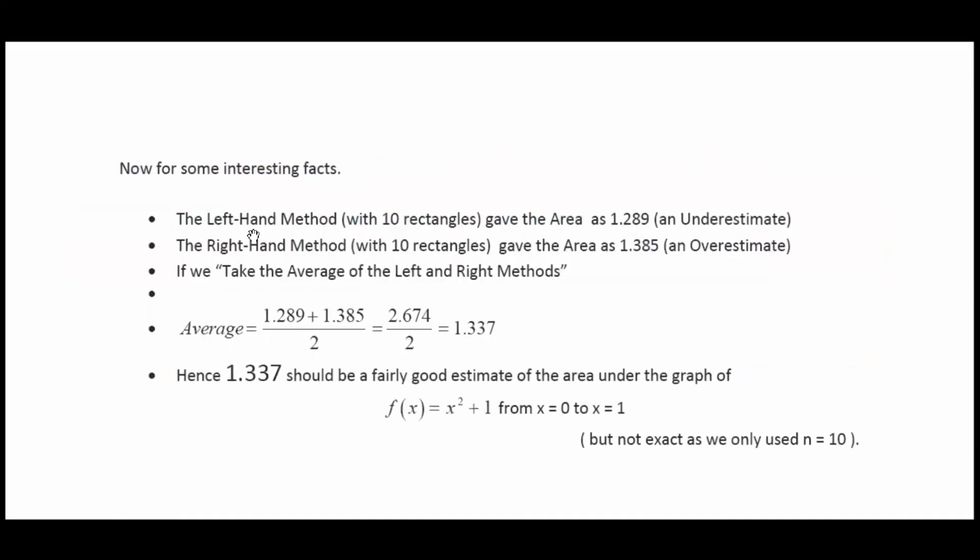Now, the left-hand method with 10 rectangles gave us 1.289, an underestimate. The right-hand method with 10 rectangles gave us 1.385, an overestimate. Well, let's take the average of those two answers. In other words, we'll add the too small and the too big. It seems like the exact answer should be somewhere in between. So let's just see what happens. I mean, that's kind of the way I would reason it, wouldn't you? So we divide by 2 and we get this answer. So this should be a fairly good estimate. It's somewhere in between the two extremes right here.